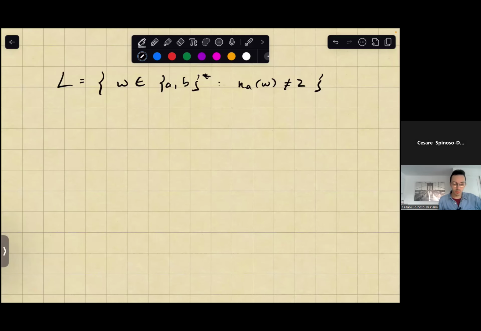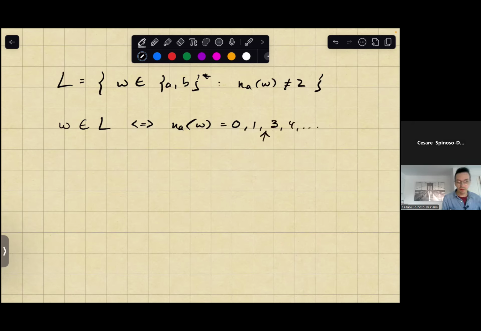Okay, so in this video, we'll be looking at another question where we try to design a regular expression that describes a language. The language that we have here is the set of strings over the alphabet {a, b} for which the number of A's is not equal to 2. Essentially, if I have a string W in L, then this is only possible if, for instance, its number of A's is 0, 1, not 2, 3, 4, and so on.